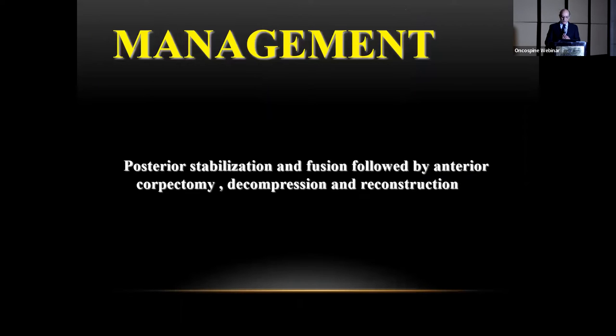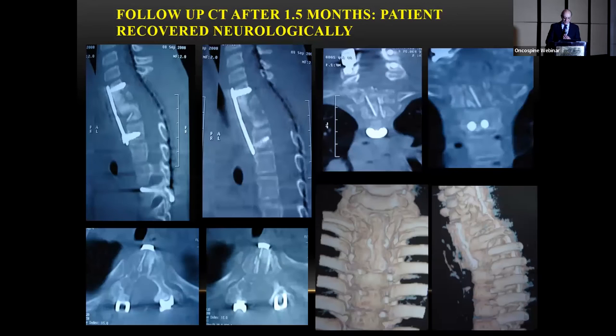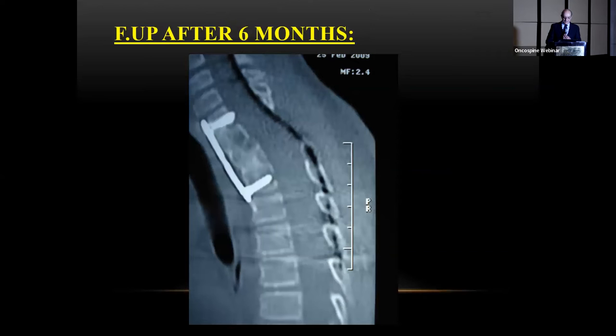Posterior stabilization and fusion, followed by a corpectomy, decompression, and reconstruction. Do you remember these plates? Nadir, Albert and Batch. After the stabilization, we added the sternotomy, corpectomy, the big grafts. You can see it here, and the anterior plate. This kid is now more than 20 years post-operatively, and he's doing very well. You can see the CT scan post-operatively, and this is after 6 months with good anterior fusion. You cannot see any more of the previous lesion in the CT scan. So you were very lucky, actually, with this kid.